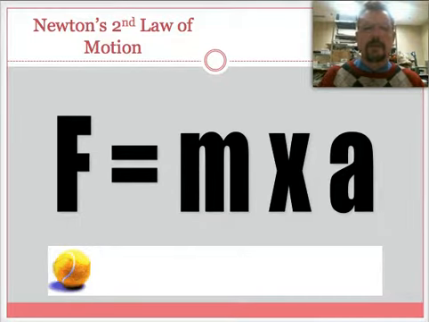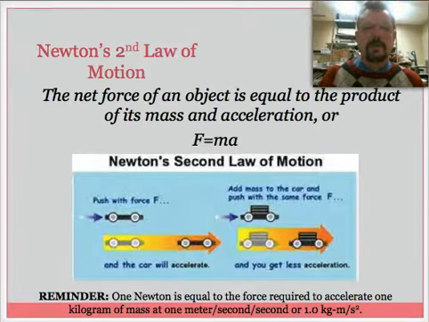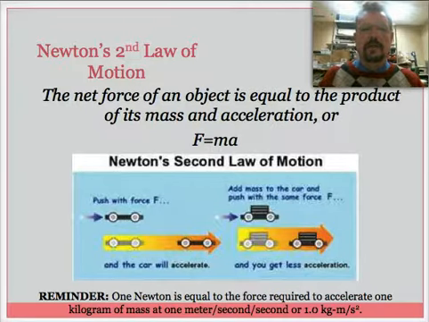Newton's second law of motion is simply an equation. Force is equal to mass times acceleration. Mass is in kilograms, and acceleration is meters per second squared, which means that force is measured in newtons. The net force of an object is equal to the product of its mass and acceleration, or F is equal to ma.